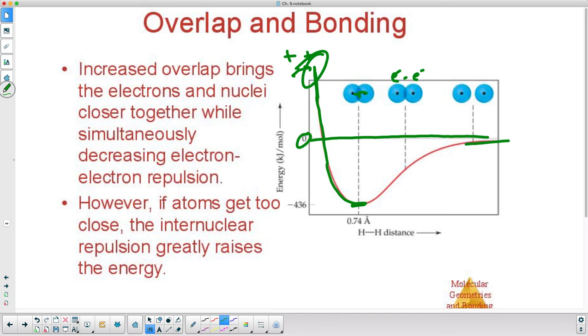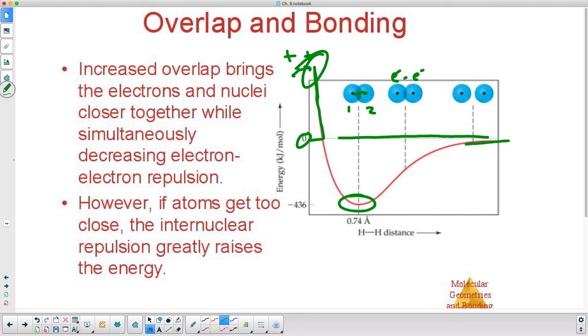What this is trying to show you is that there is a spot here that happens to be about 0.74 angstroms where the nuclei are that far from each other. And that seems to be the sweet spot where hydrogen 1 and hydrogen 2, the 1 atom is attracted to the electrons of 2, and the 2 atom is attracted to the electrons of 1. And when that happens, this is where we form the bond between the two of them.